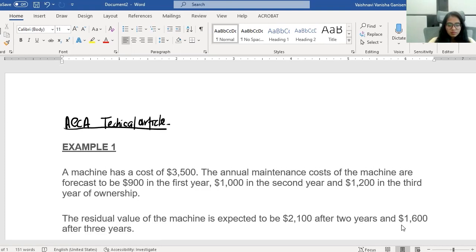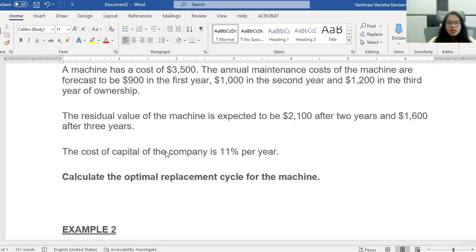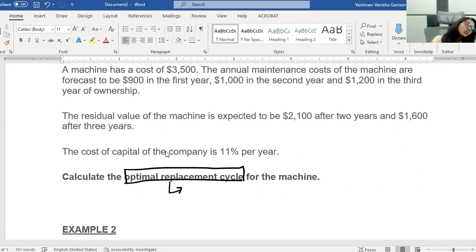Okay, so what do I have to do? Okay, here. Calculate the optimal replacement cycle for the machine. When he asks you to calculate optimal replacement cycle, he's asking you to decide when you need to replace your machine, or how frequently you need to replace your machine. So in order for you to do that, you need to calculate the EAC.